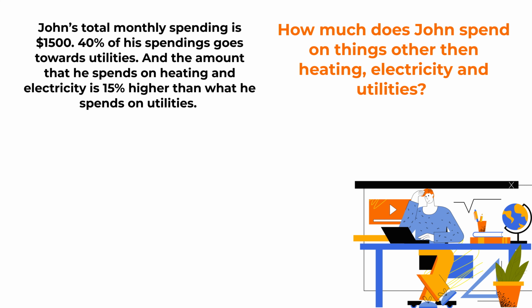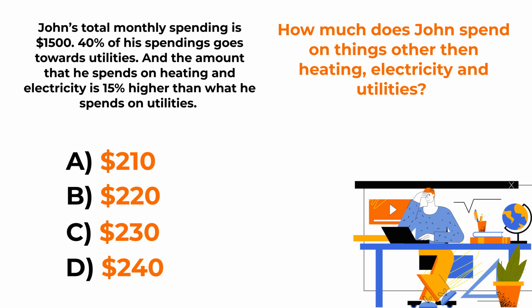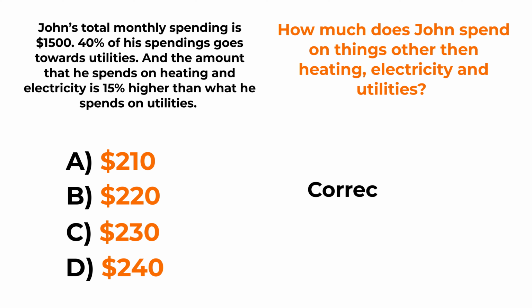You're presented with 4 different choices. Choice A, $210. Choice B, $220. Choice C, $230. And choice D, $240. Do you see the answer? Give yourself a little bit of time to see if you can calculate the solution. The correct answer here is choice A, $210.